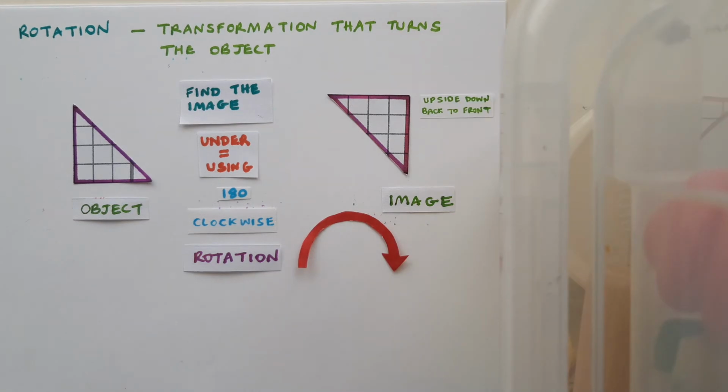You might notice in the case of a 180-degree rotation that my image, when I compare it to my object, is upside down and back to front. This was also the result of a different type of transformation. Can you remember what it was? Central symmetry in a point had the same result. So rotation under 180 degrees can have the same outcomes as central symmetry through a point.